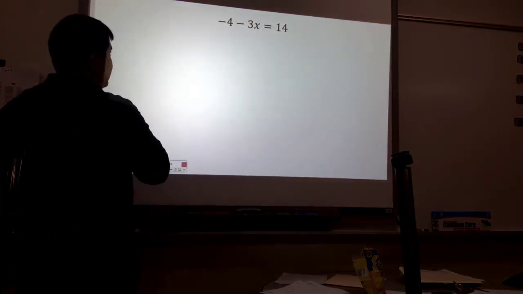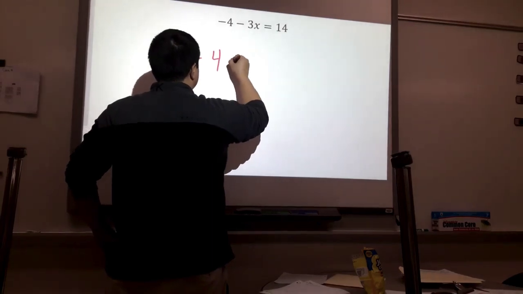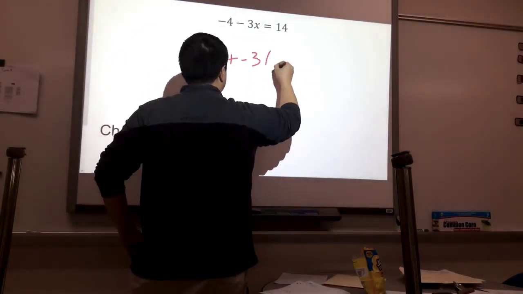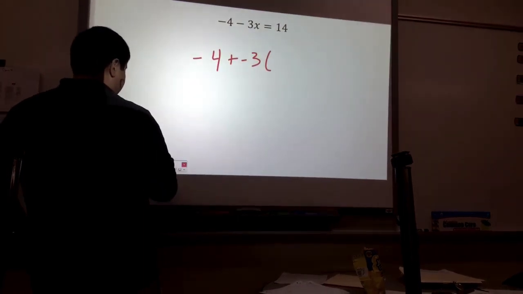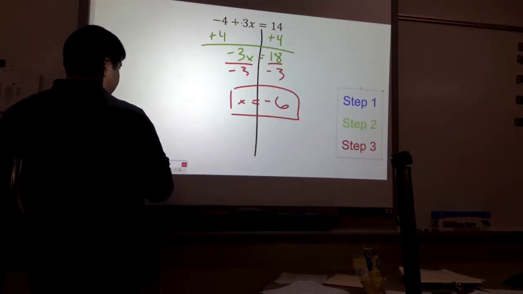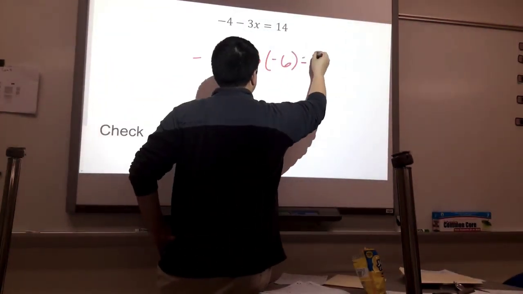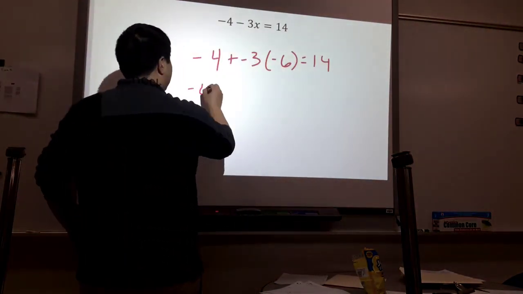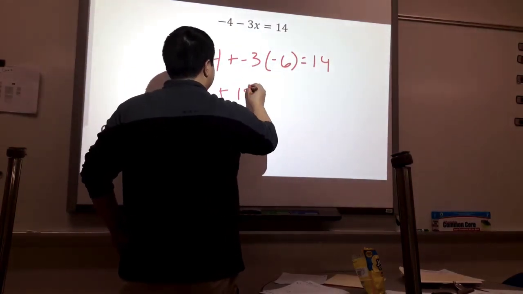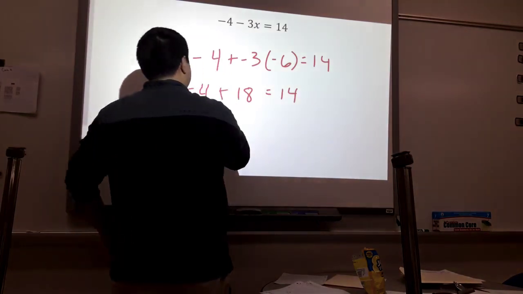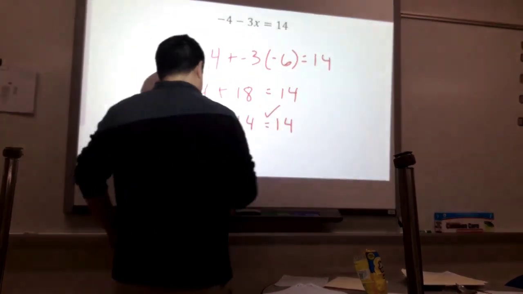Let's check it. We got negative 4 plus negative 3 times, I believe it was negative 6 was our answer. Yep, negative 6 equals 14. We got negative 4 plus, negative times negative is a positive. 3 times 6 is 18. It's 14 hopefully. Negative 4 plus 18 is in fact 14.